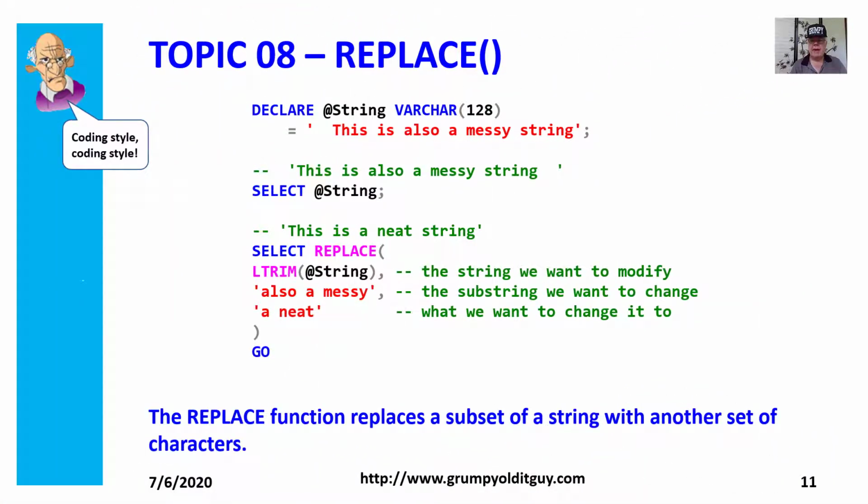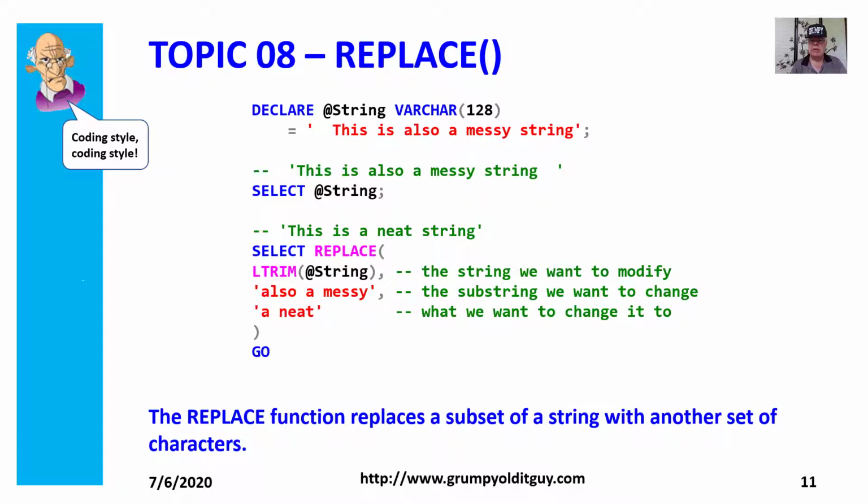Now, what if we have some characters in a string that we want to change to another set of characters? Well, the REPLACE function is added to our string toolkit. Now this function takes 3 parameters: the string we want to modify, the substring we want to replace, and the substring we want to replace it with. So once again, since our string has blank characters in the front, we use the LTRIM function to return the cleansed string, and then we replace the substring 'also a mess' with 'a neat'. And our result is 'this is a neat string'.